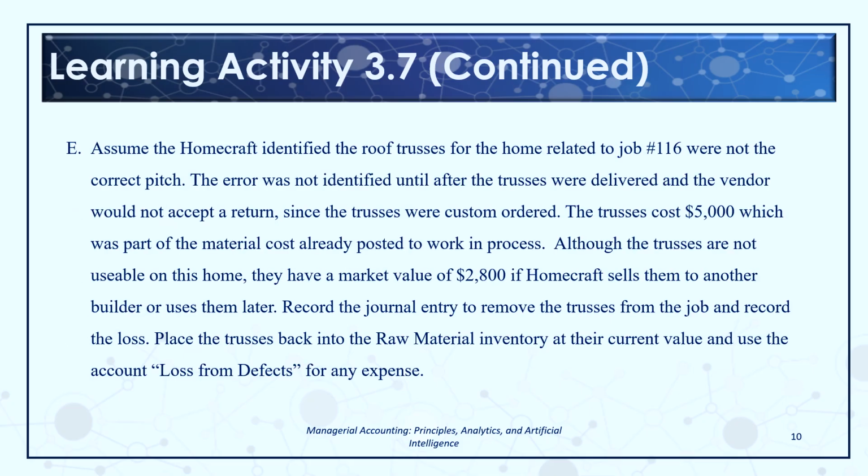This slide introduces an abnormal loss example. Homecraft discovers the roof trusses ordered for job number 116 are defective and unusable. They cost $5,000 and were already posted to work in process. However, they can be sold or reused later at a market value of $2,800. We must remove these trusses from the job.